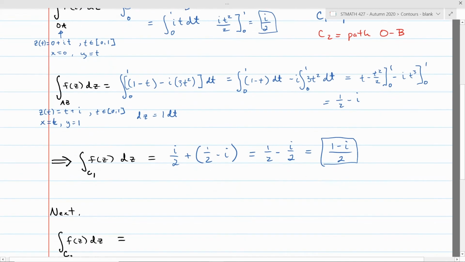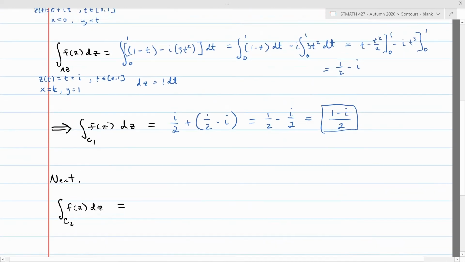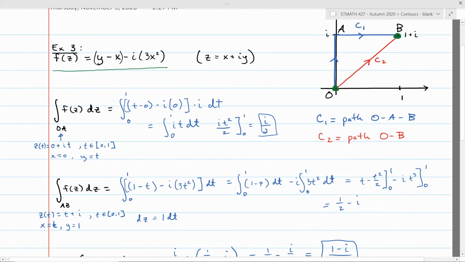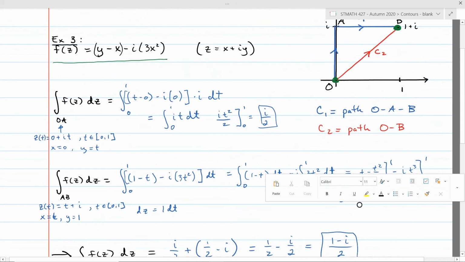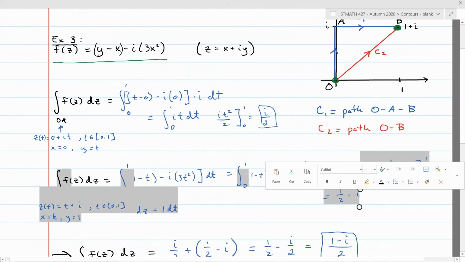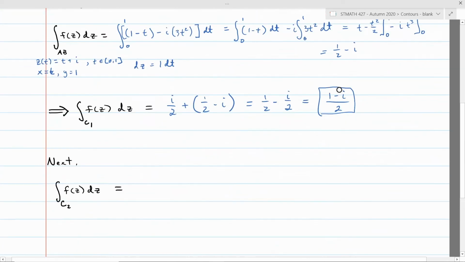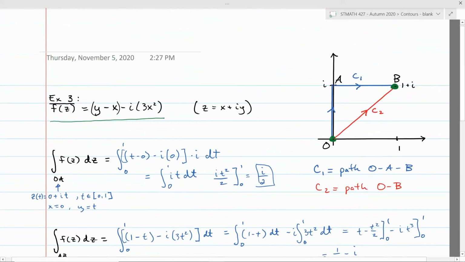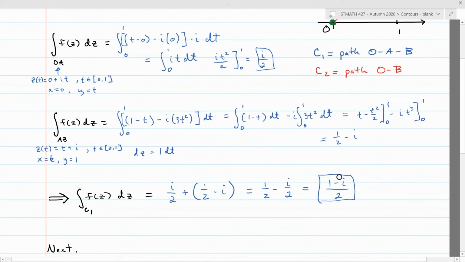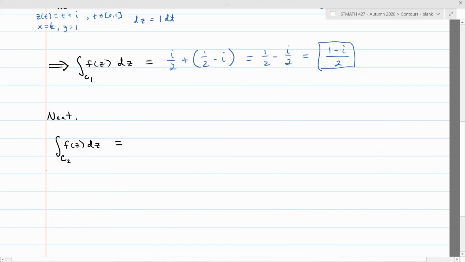So then next we're going to see if we get the same answer when we do the integral along the path C2. Now C2, we can just come up with a single parameterization for that. We don't need to break it up into pieces. So for C2, that's a line that basically goes from 0, 0 to 1, 1. So that parameterization, C2, would be just t plus it. And so your x is equal to t and your y is equal to t in that function. And of course t is going to run from 0 to 1 here too.